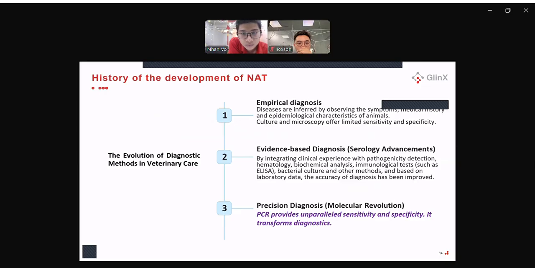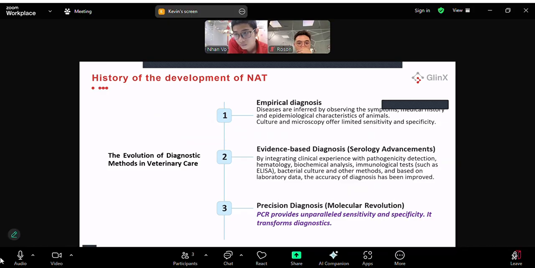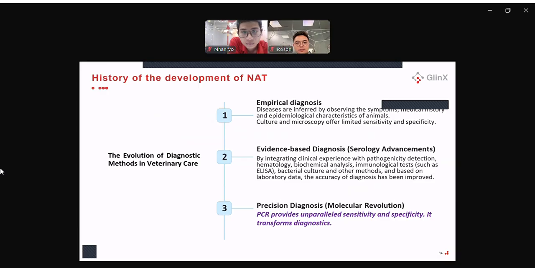For example, when an animal exhibits fever or respiratory symptoms, a veterinarian might empirically judge the disease by their own experience. For this dog, it might be infected by the canine distemper virus or some bacterial pneumonia, and then initiate treatment.